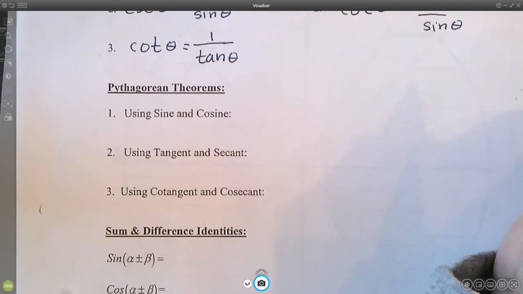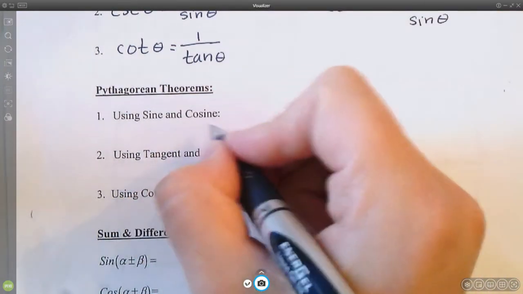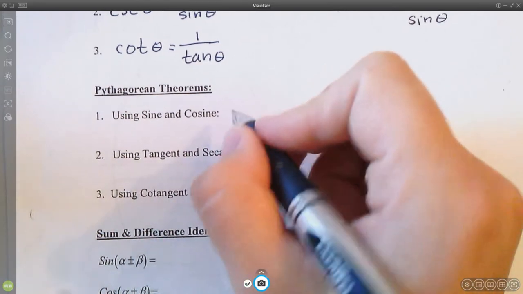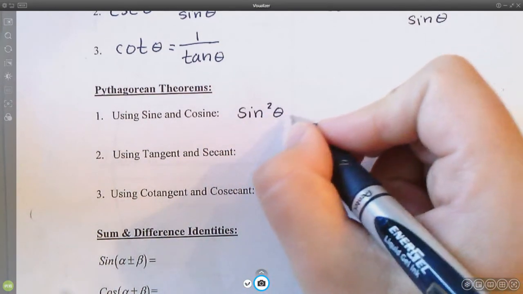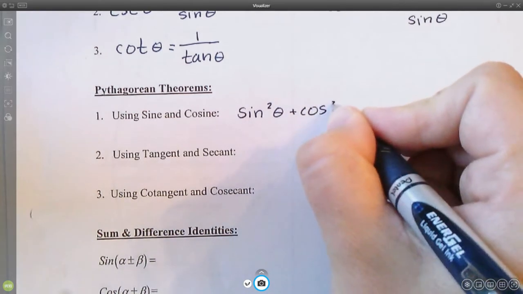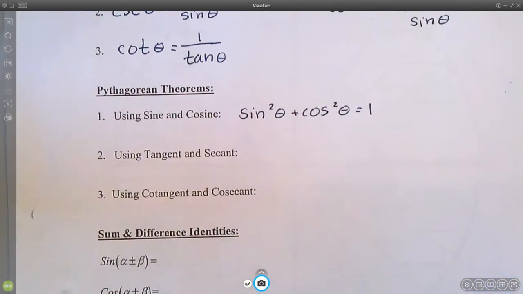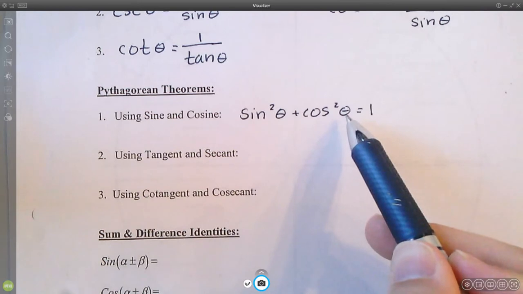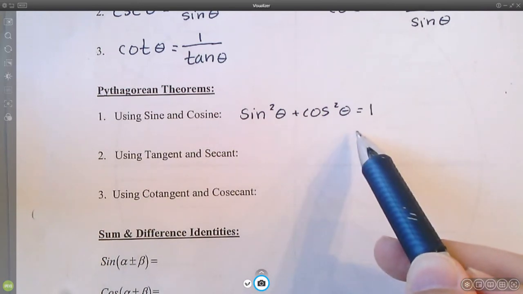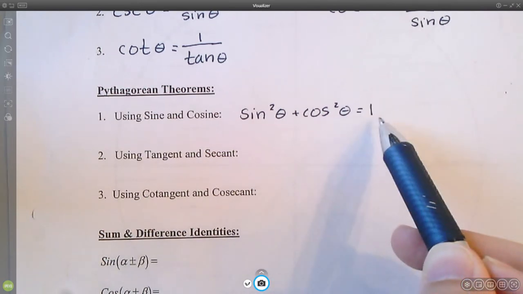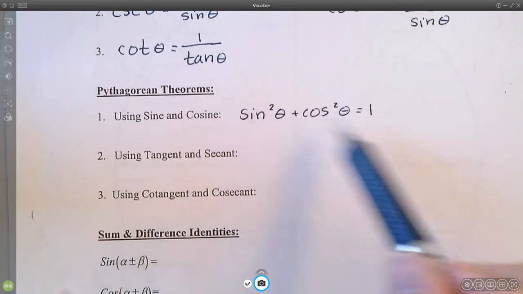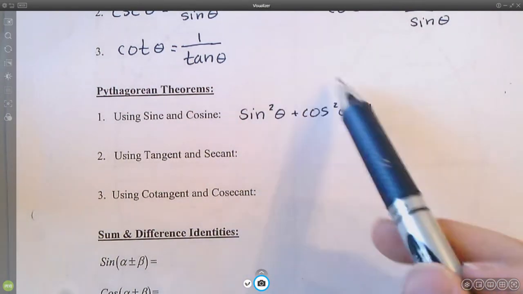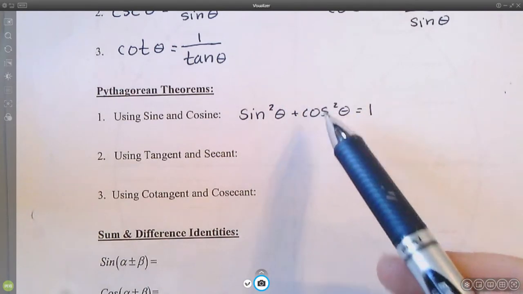Pythagorean identities using sine and cosine. So this was the first one we learned: sine squared theta plus cosine squared theta equals 1. And then off of this one, don't forget, you can subtract cosine squared from both sides and get sine squared equals 1 minus cosine squared, and do the same thing for sine. I'm not going to write that on here because you should be able to get that from here.